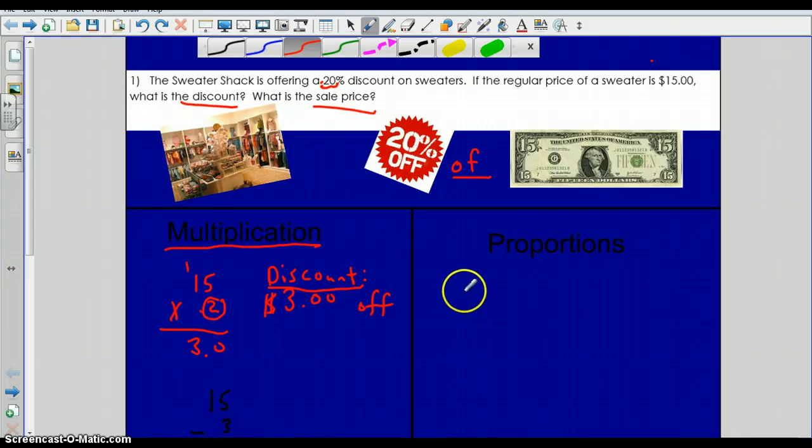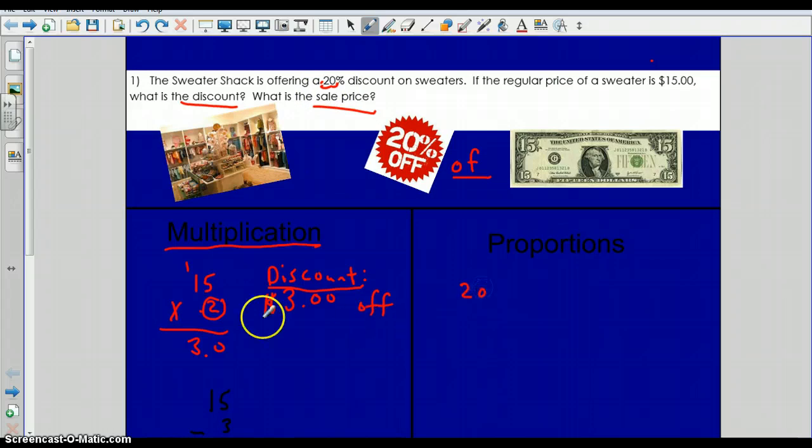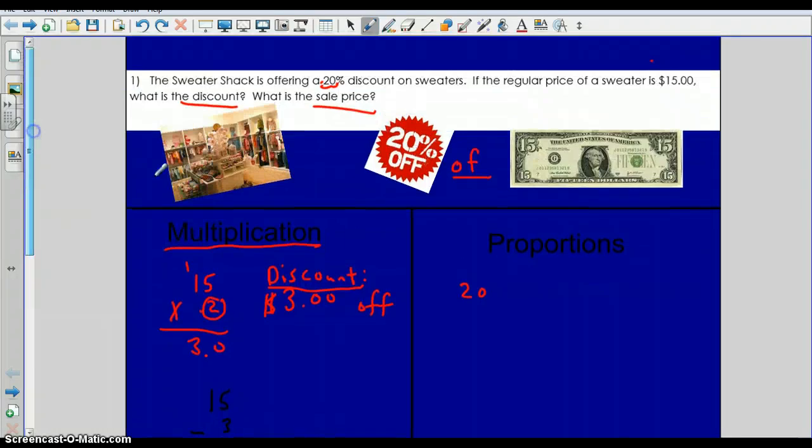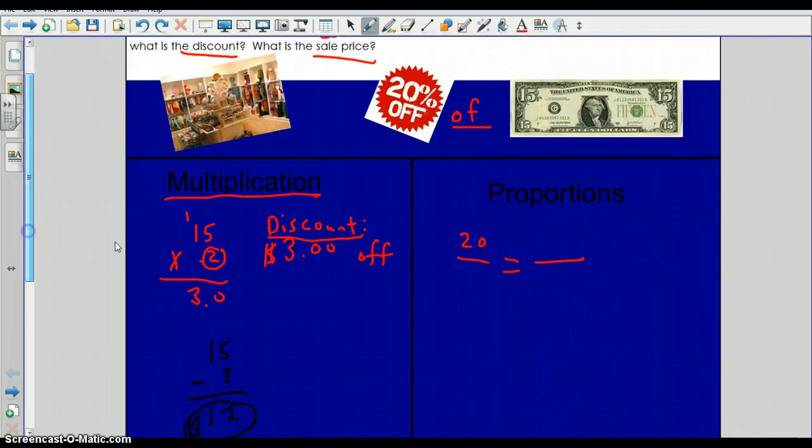So here's the proportion way. You would just say, all right, well, the discount's 20%. So we get 20, and before, what I did was I made this into a decimal, 0.2. Well, for the proportion way, proportions use fractions, right? Or ratios. So it's going to look like this. Well, the 20% as a ratio or as a fraction, just remember percent means out of 100. So it would be 20 out of 100.